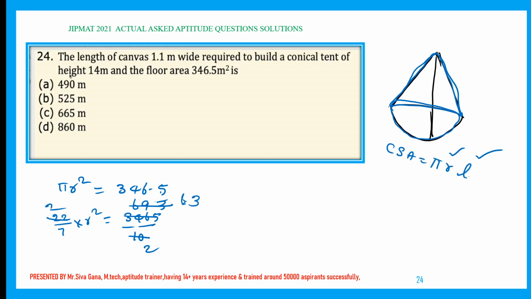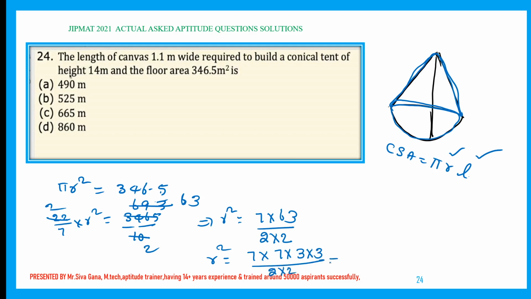So from this it is 63. Therefore, we can write r square is equal to 7 into 63 divided by 2 into 2. r square is equal to 7 into 63, which is nothing but 7 into 9. 9 is nothing but 3 into 3, divided by 2 into 2. So from this we can get r is equal to 7 into 3 divided by 2. 7 3s are 21 divided by 2, 10.5. This is the value of r.